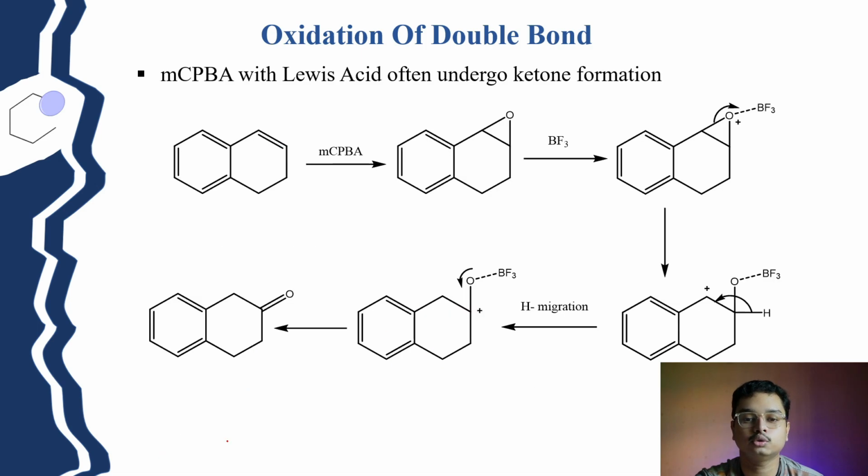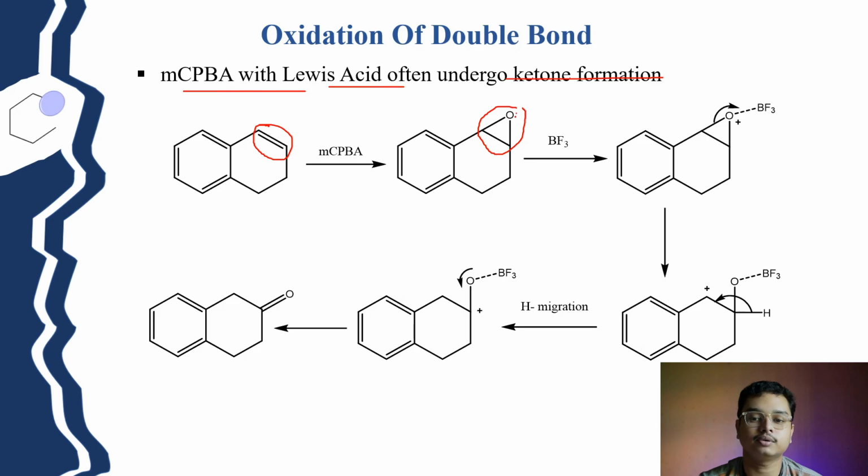Also, here I want to show you how mCPBA reacts in the presence of a Lewis acid. So mCPBA with a Lewis acid often undergoes ketone formation. So this is the alkene system. mCPBA doesn't react with the aromatic one. So this is the alkene one, and the alkene reacts with mCPBA to generate the initial epoxide.